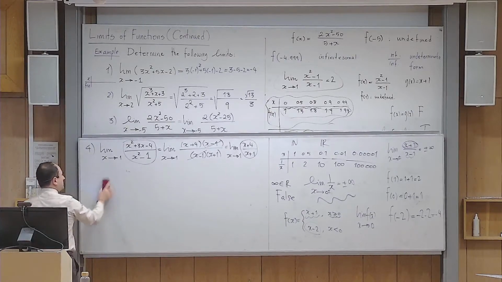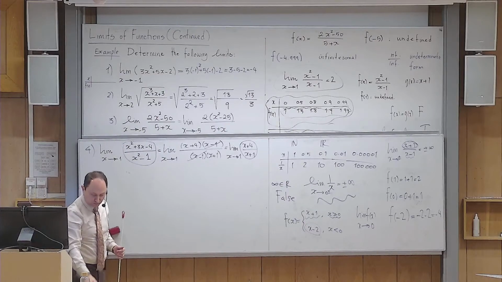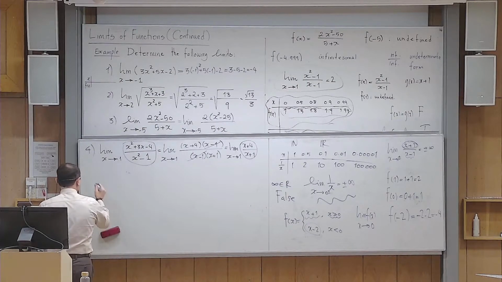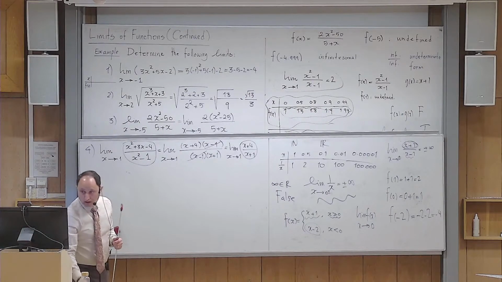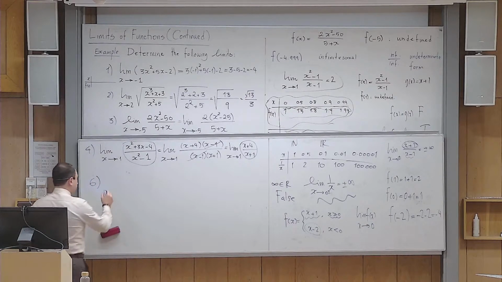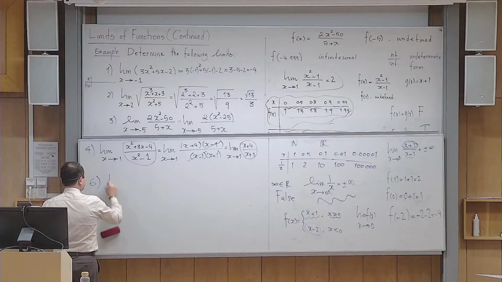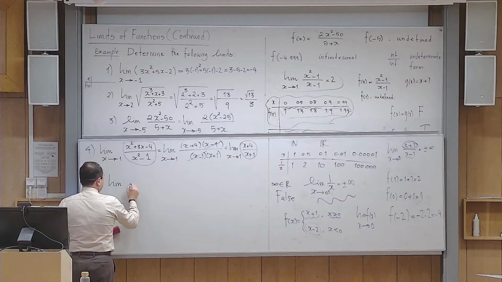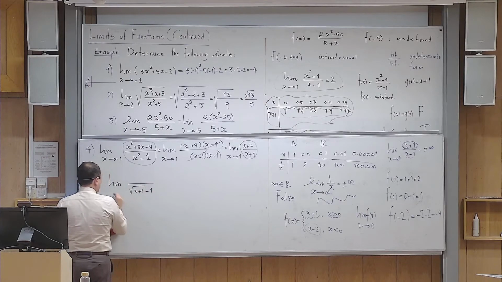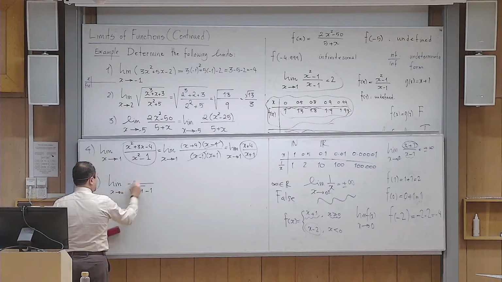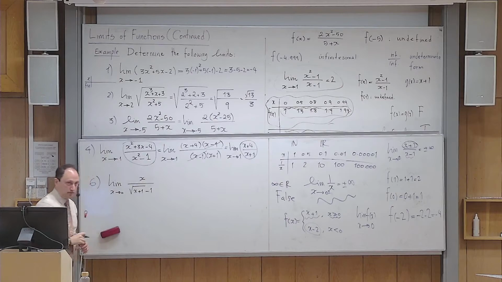Okay, so let me give you another example. So this is number 6, I suppose. So we want to calculate this limit. Limit of, for example, square root of x plus 1 minus 1 in the denominator, x goes to 0, and then in the numerator I put x.